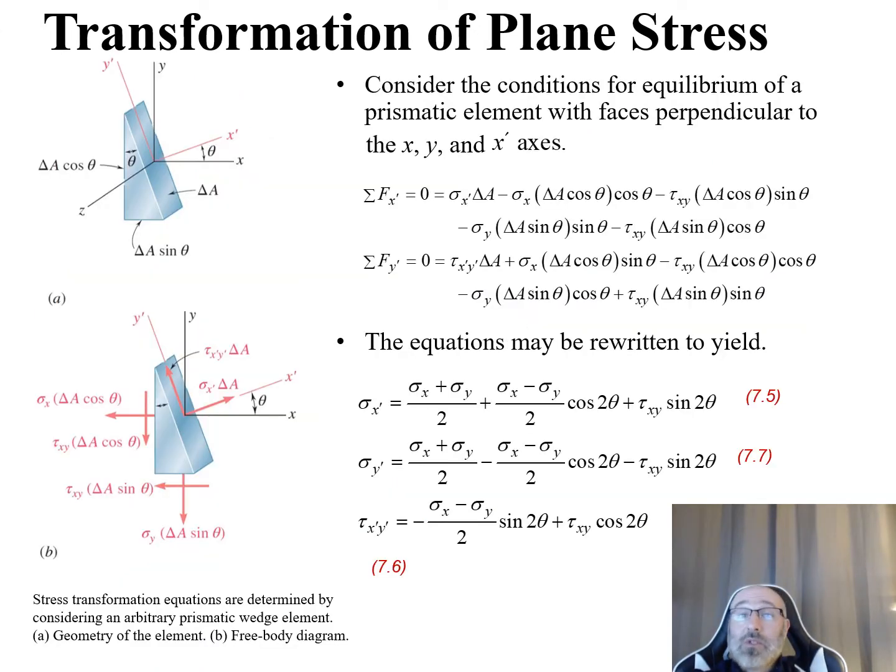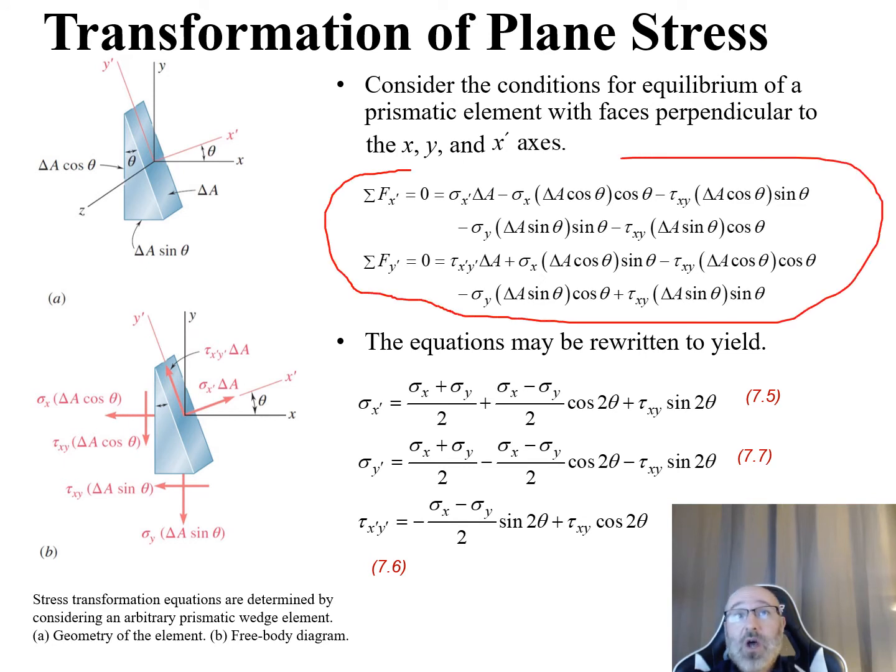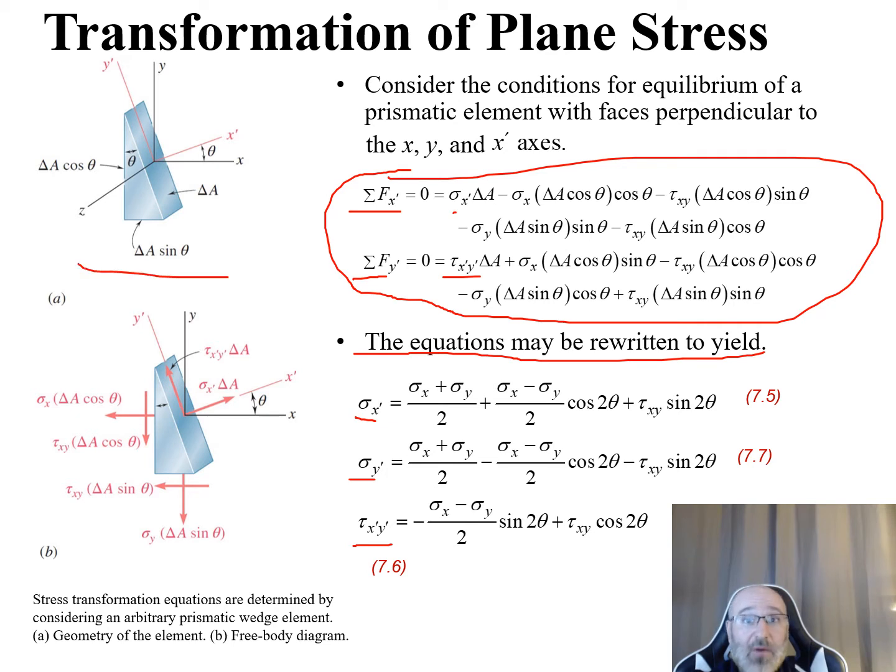So now that we've had these expressions that we've derived looking at that free body diagram, doing our equilibrium equations for our summation of forces in our x prime direction, summation of forces in our y prime direction, we can now go through these and rearrange and solve these for our variables of interest. So we can get an expression by rearranging that to get our sigma x prime, our sigma y prime, and our tau x prime y prime right there. And we can relate those back to our diagrams right there.